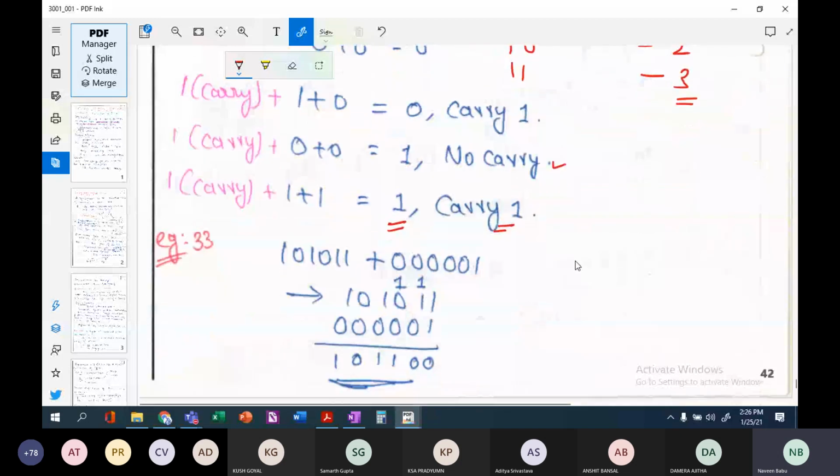So these are simple additions. One example is shown here. 1 plus 1 is 0, carry is 1. 1 plus 1 is 0, carry is 1. And 1 plus 0 plus 0 is 1. And 1 plus 0 is 1, and 0 plus 0, 1 plus 0 is 1. Right? These are very simple arithmetic operations. Is there any doubt so far in what we have taught?